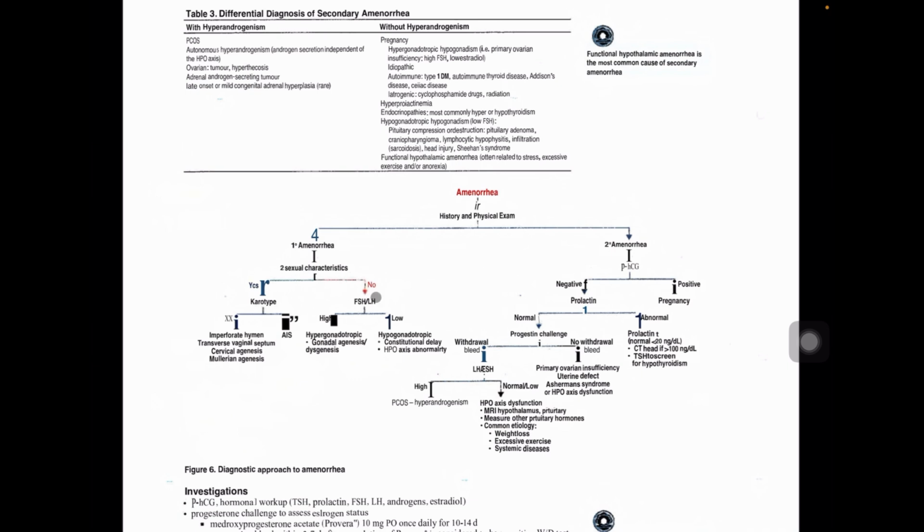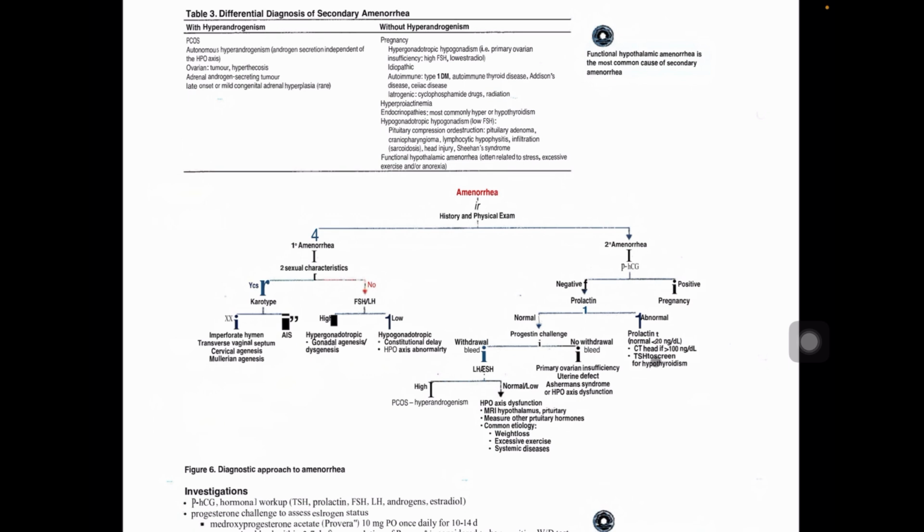Let's say a patient is coming in with secondary amenorrhea. First thing is to rule out pregnancy. If she's pregnant, then that's confirmed. But if she is not pregnant, then you will check her prolactin. So first thing for secondary amenorrhea is beta HCG to rule out pregnancy. Second thing is to look for prolactinemia, so you'll do prolactin levels. If it is high, that means the patient has prolactinemia. Prolactin should be less than 20 nanograms per deciliter.